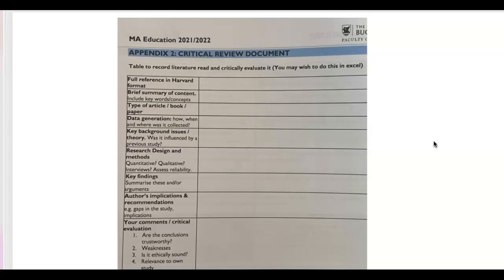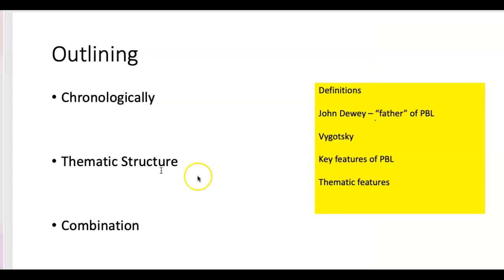Are you going to have some kind of table? How are you going to identify your themes? How are you going to see how the literature intersects or conflicts? Okay? So that's what your university are telling you to do.